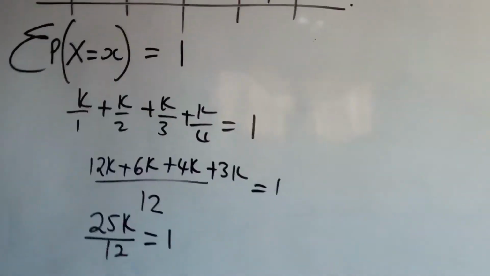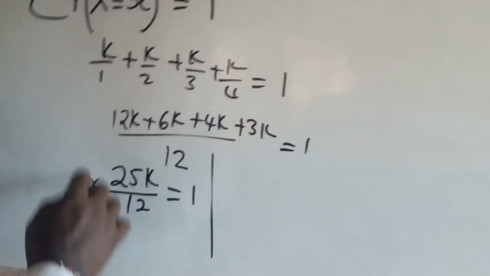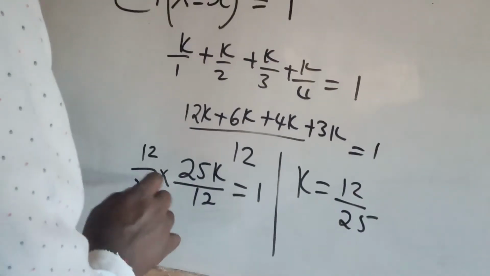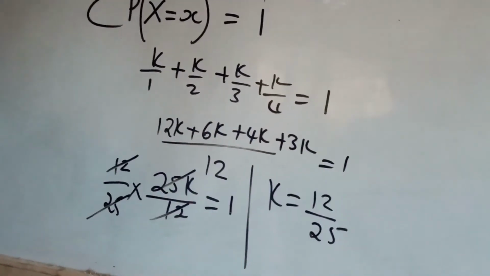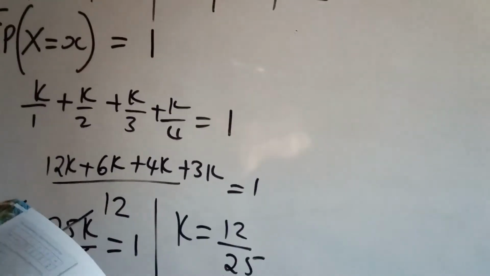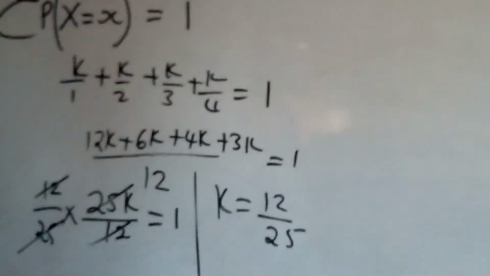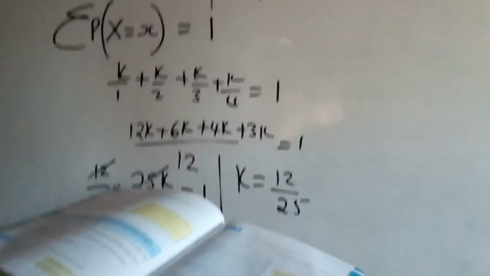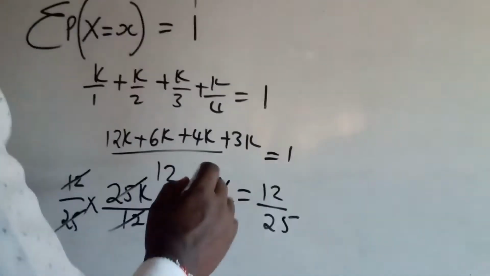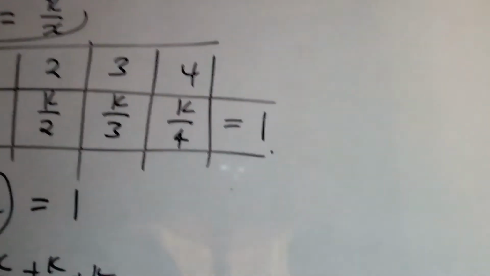Because we want to, first of all, get the value of k, it follows that if we multiply both sides by 12 over 25, then k is 12 over 25, because that will cancel out and we'll be left with 12 out of 25 as our value of k. Having said that, we still don't have the probability distribution. What we were missing was the value of k. Now that we have the value of k, we need to talk about the probability of each and every value of x. And how do we go about it?